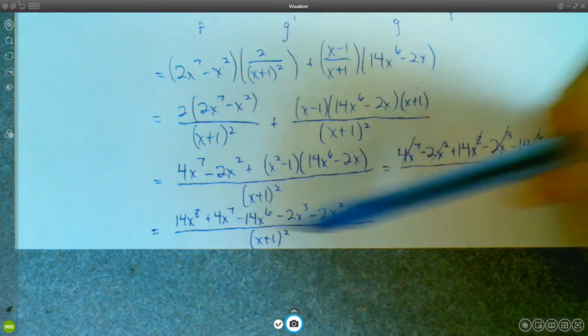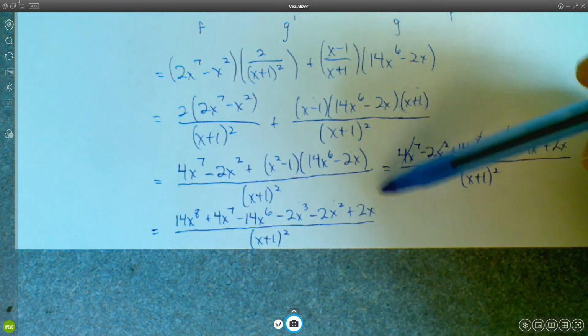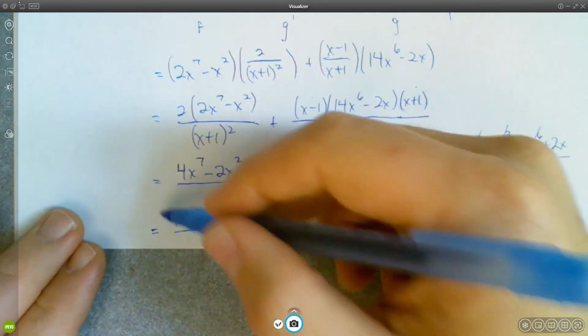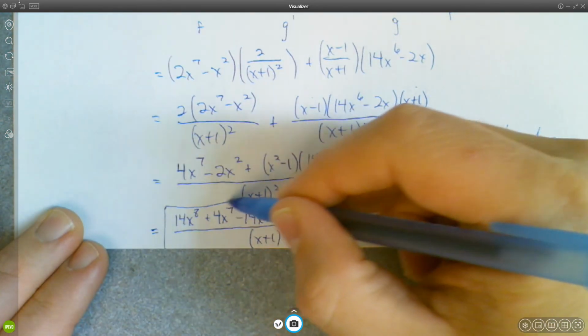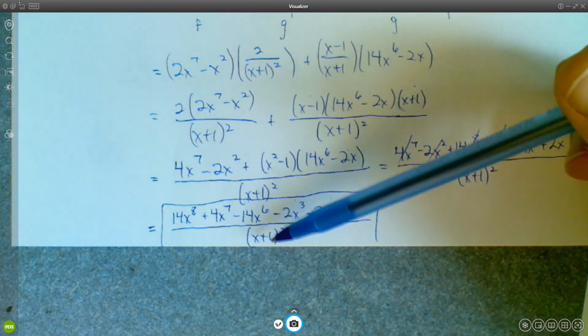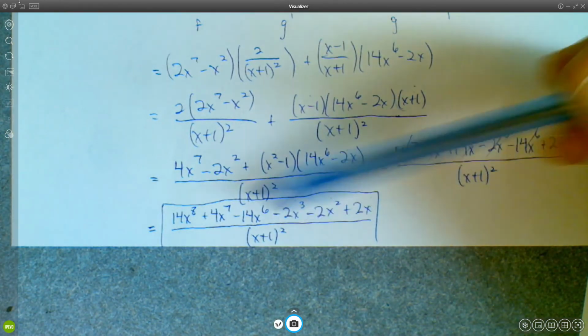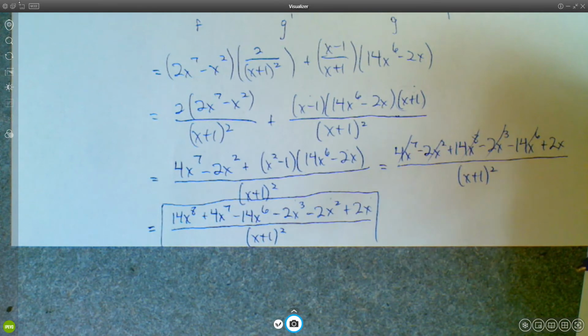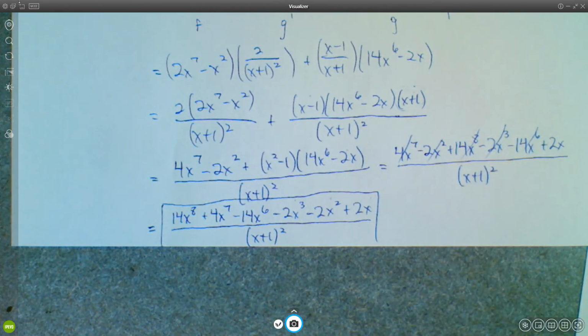Again, you could take out an x at least. But I'm trying to see if it'll cancel with the x plus 1 down there, and I don't think it does. To see if it does, I guess you could do synthetic division with just negative 1, just to see if x plus 1 is a factor of the numerator. And if it is, then you can cancel an x plus 1. But that's as far as I'm going to take it. Okay. I want to give you one more example.